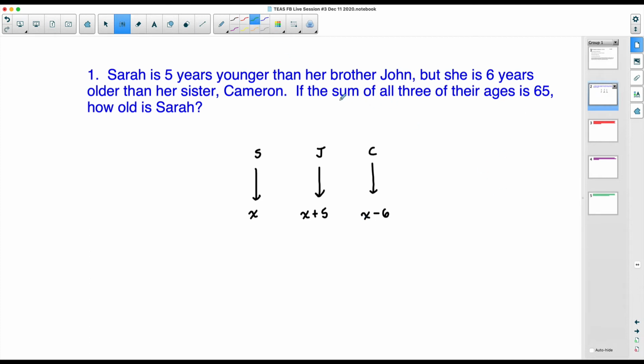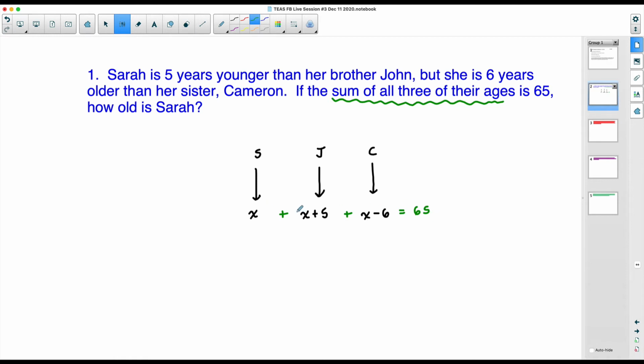Now look at what it says. The sum of all three of their ages is 65. So we would take Sarah's age plus John's age plus Cameron's age, and we would set this equal to 65 because the sum means we add them all up. So let's add this up.